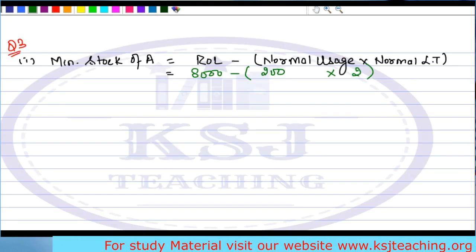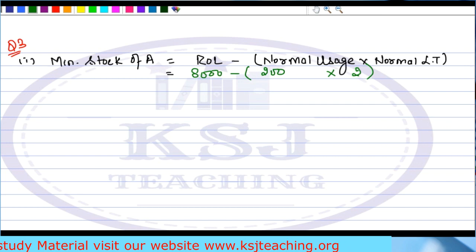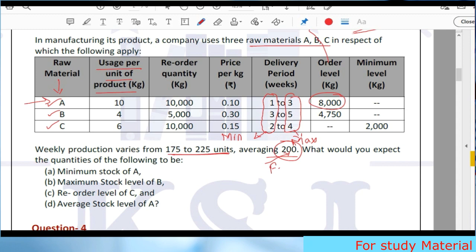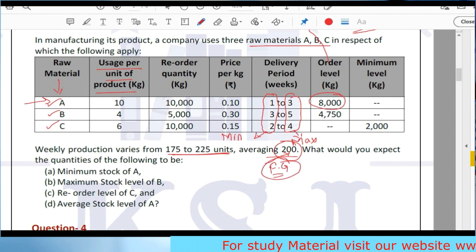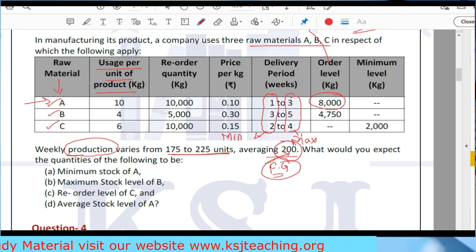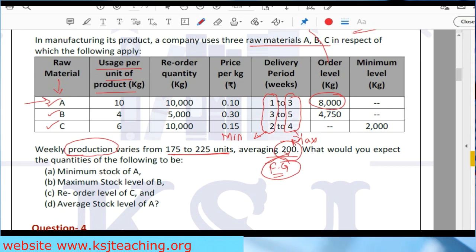Sir, is this correct? No, this is wrong. Why? See, I told you when we talk about material costing, we talk about raw material. If you take this 200, what is it? This is finished product. It says weekly production varies. So this is the production of what? Finished goods. So how to calculate the normal consumption of raw material?